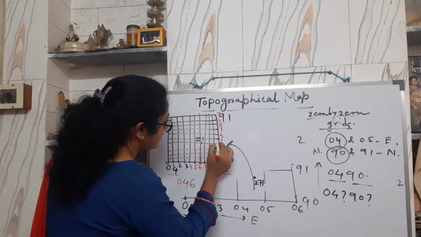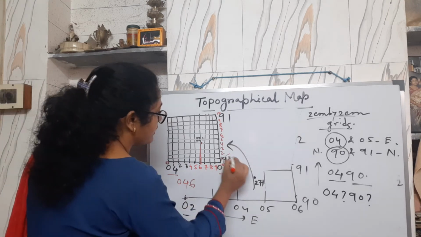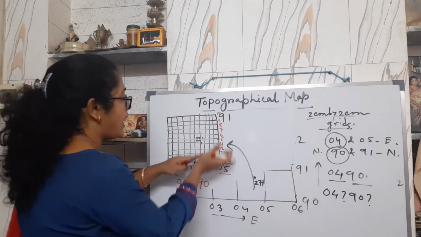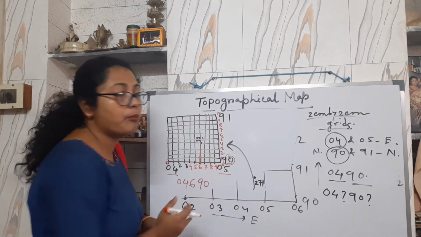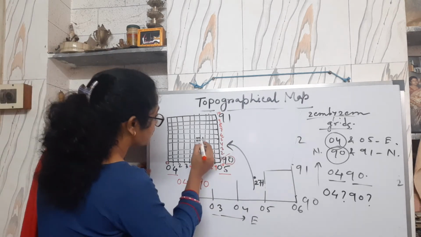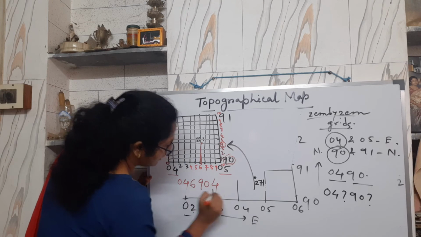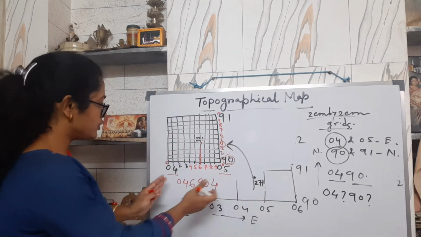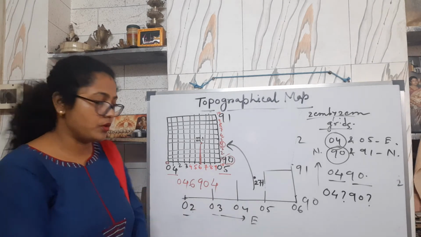And here what is the northing point? Northing lower value given 90. So 90 is the lower value in northing. Now you have to take the subpoints in the northing. Which one is the subpoint of northing? See, this one is 4. So your 6-figure grid reference must be 4. So your 6-figure grid reference is 0, 4, 6, 9, 0, 4.